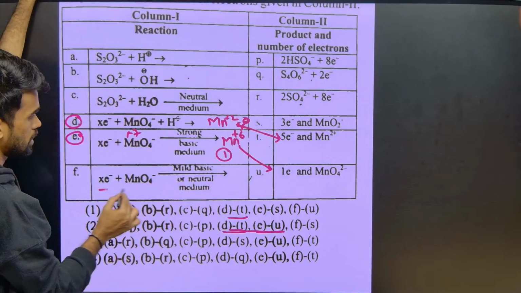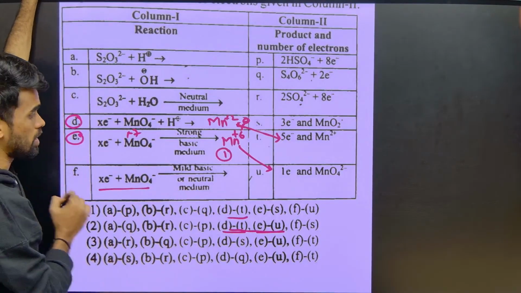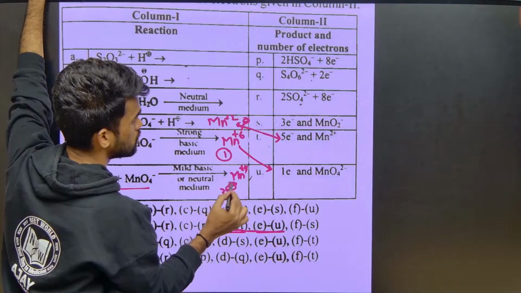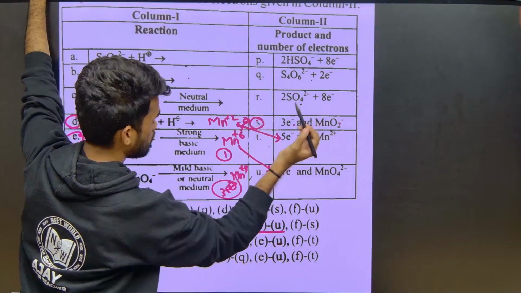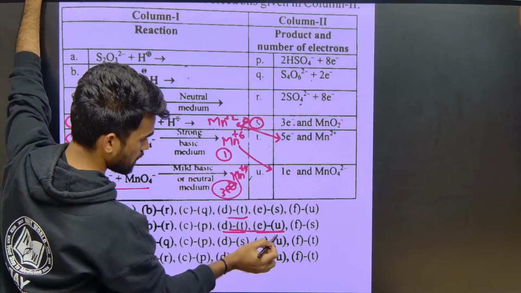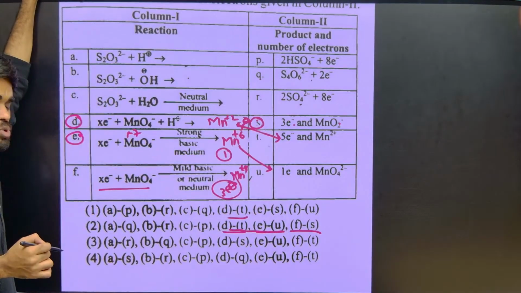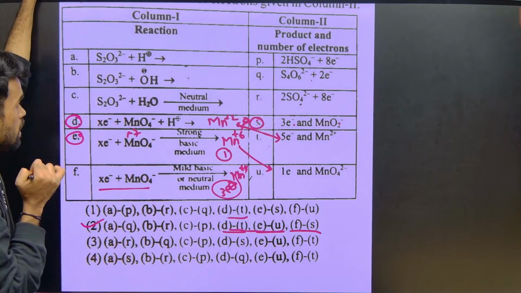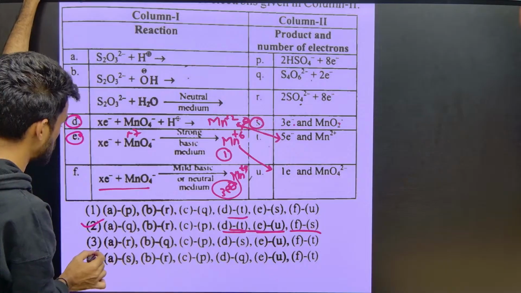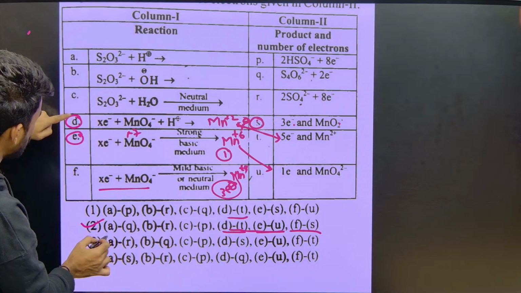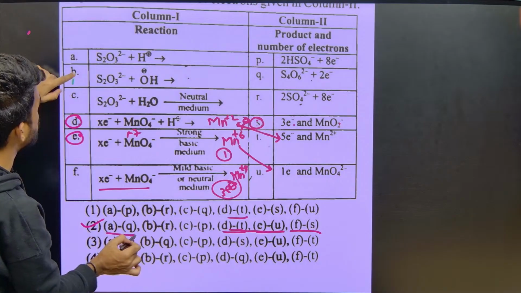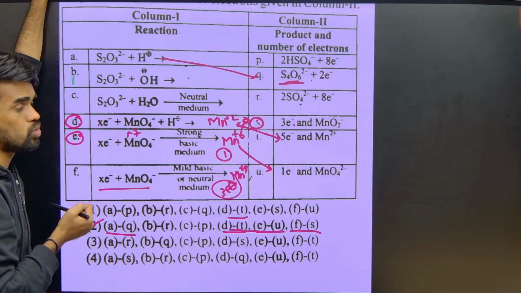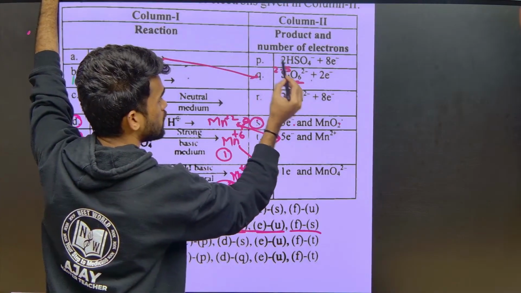And the next, in mild basic or neutral medium, it converts into Mn plus 4 oxidation state by gaining 3 electrons. So F S. This is the only option which matches our understanding, right? So you can directly go with option number 2, and you can also verify the other options. See here we have A, B, C also. So A Q means it is forming S4O6 2 minus. I told you, S4O6 2 minus with oxidation state 2.5, right?